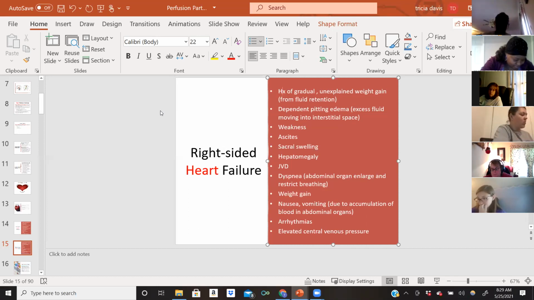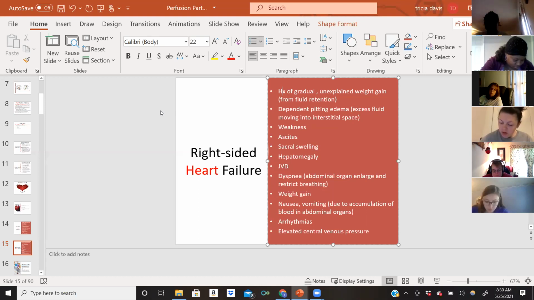We're going to see dependent pitting edema because excess fluid is moving into the interstitial space. When you're assessing your patients, make sure you are actually pushing on their extremities, their legs, their thighs, check their arms, check that sacral area, because we know we can see dependent edema in all those areas. They're going to be weak. If their sacral swelling is really bad, they can also have ascites. So when their abdomens are really protruded and swollen, they might even look pregnant.